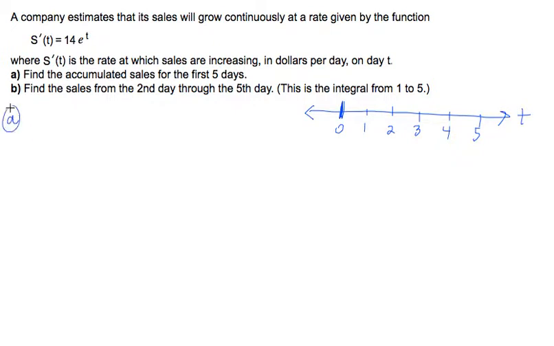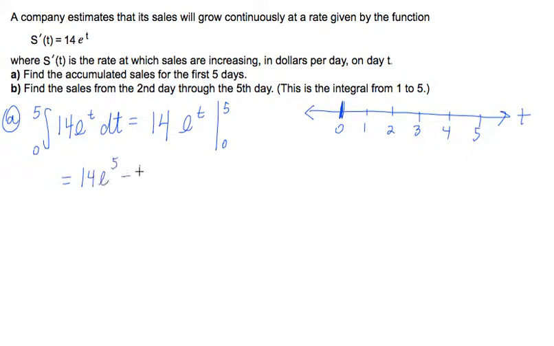Okay, so total sales on part A is going to be the integral from 0 to 5 of the sales per day, of the rate at which sales are changing. So 14 e to the t dt. Now the 14 can be pulled out front, and then the antiderivative of e to the t is just e to the t, and we're going to evaluate that from 0 to 5. So we'll plug in 5 minus, plug in 0. E to the 0 is 1, so we have 14 e to the 5 minus 14.